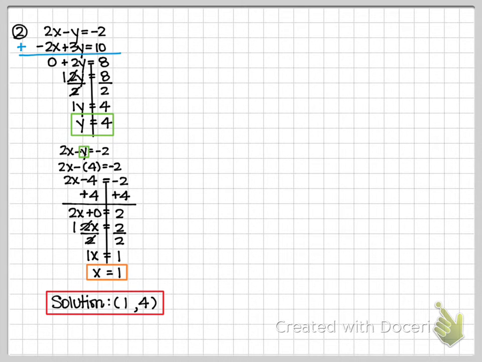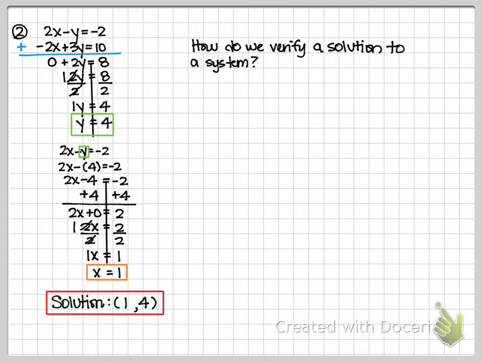I believe it is. One of the things we haven't really talked too much about is, well, how can you make sure that that's actually the right solution? So, how do we verify a solution to a system? Well, you plug it in, but you got to plug it into both of them. So, plug in the point to both equations. If what you get is a true statement, then your answer is right. If you get a false statement like 3 equals 8, then it's not correct. You made a mistake somewhere.